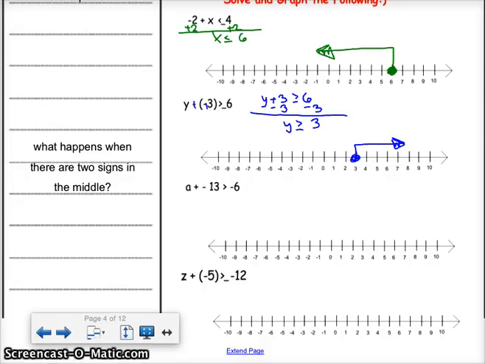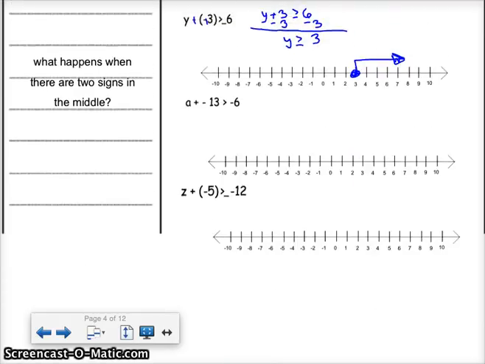A plus a -13 is greater than -6. So I need to move that -13. How do you move a -13? Add. I add 13 to both sides. So it's the same thing as unit 2, except now it's an inequality symbol instead of an equal sign. I subtract these because they're different. What's 13 minus 6? 7. A is greater than 7. So I have an open circle at 7, not colored in, going to the right.